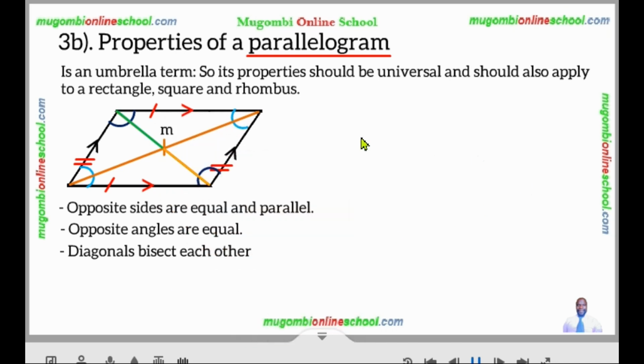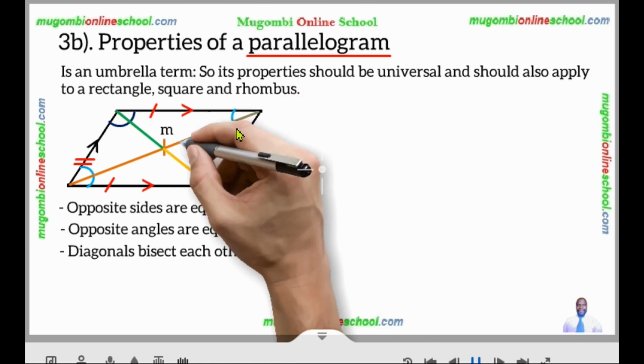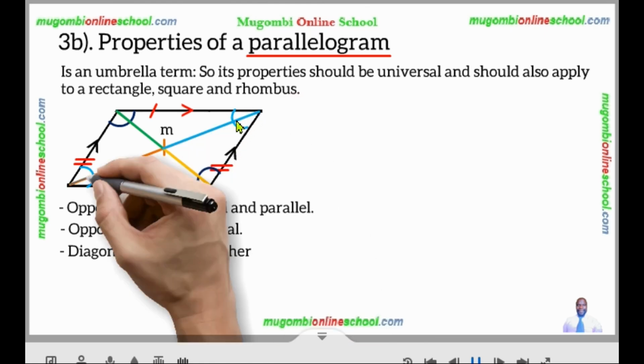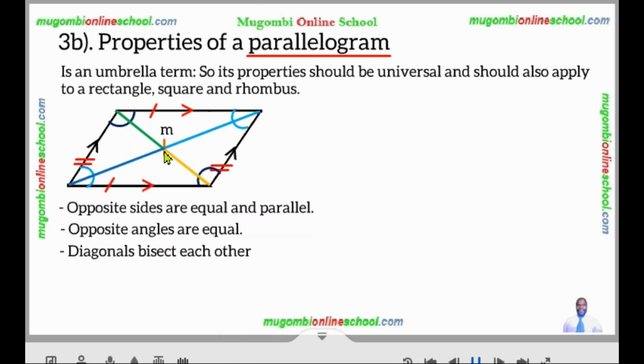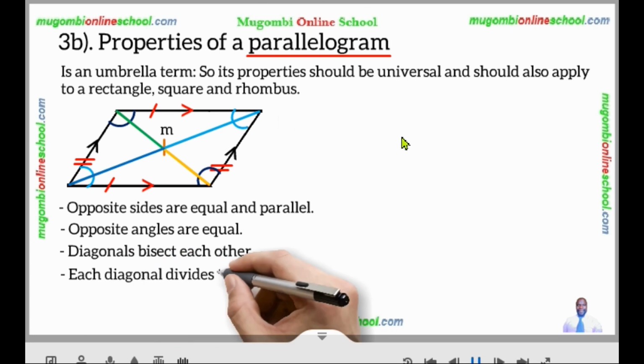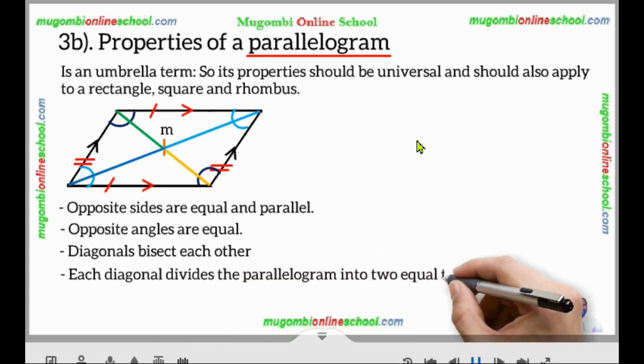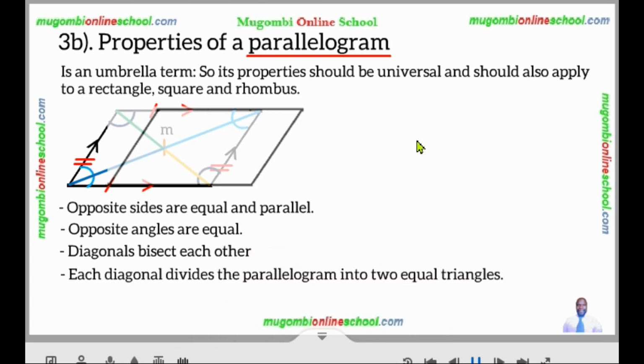I represent it with M. This side will be divided by 2 up to this point, and the other one too. And this side will be divided by 2, this part making the first half, and this one making the second half. Each diagonal divides the parallelogram into two equal triangles.